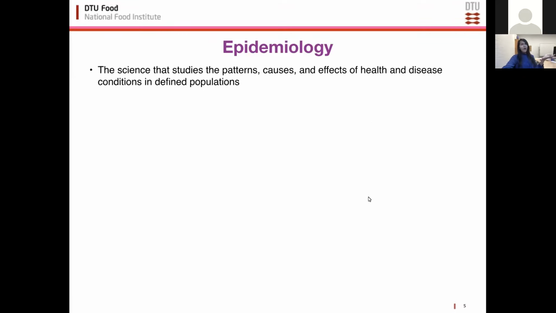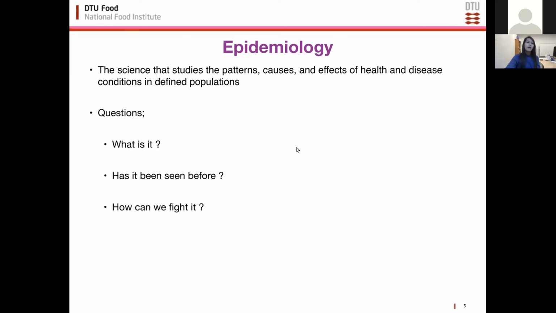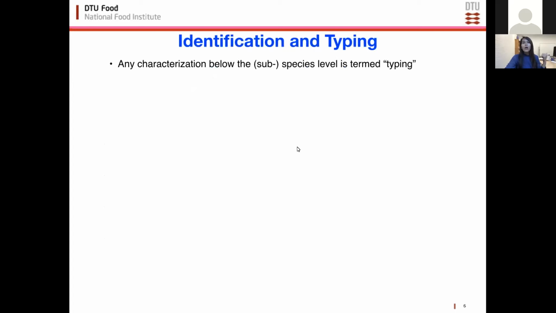Okay, let's go through more detail about my talk today. Many of you already know about epidemiology, which is the science that studies the pattern, causes, and effect of health and disease conditions in a defined population, right? But the 4 basic questions in epidemiology when you study this topic are: what is it that is causing the disease? Has it been seen before, or is it something completely new? How can we fight it? And is it an outbreak? Is it part of this outbreak, or is it not relevant at all? So these are the basic questions in epidemiology, and this is what we normally do.